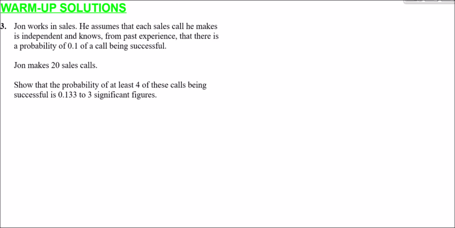Well, let's just think about what this question's saying first of all. He's making calls, there's a known number of calls he's making, 20, there's a 0.1 chance of a call being successful, and he's assuming that each call is independent. So a call is either successful or not successful, so this is building up into a picture that the binomial distribution would be appropriate. A call is either successful or not, there's a fixed number of calls, each call is independent of the next one.